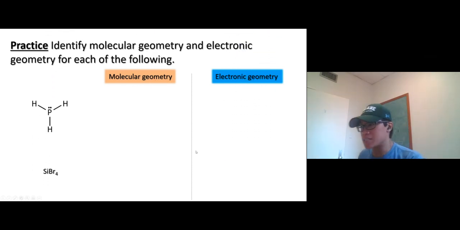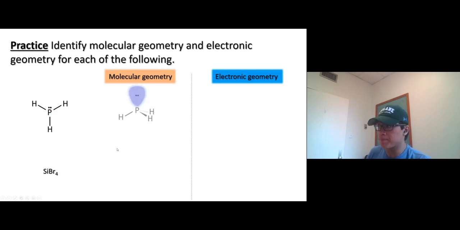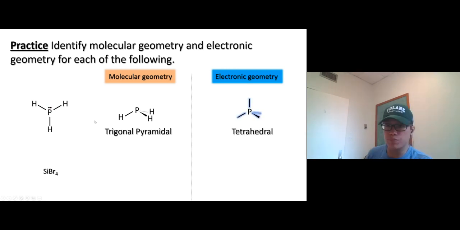All right, next one, phosphine, PH3. The molecular geometry: look at just the hydrogens. It's tempting to say this guy is a trigonal planar, but hold on, there's a lone pair. You have to consider the effect of the lone pair. The lone pair will push everything else down, so you're going to get trigonal pyramidal. But now, electronic geometry: look at the electron groups. We have 1, 2, 3, and 4, the lone pair as well. 4 groups, so the best structure is tetrahedral.